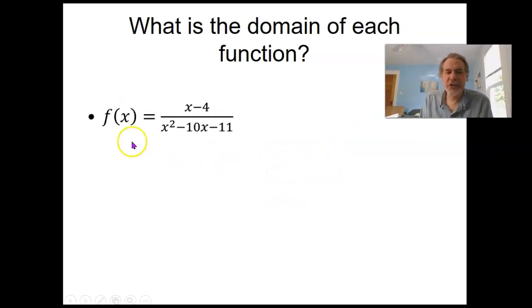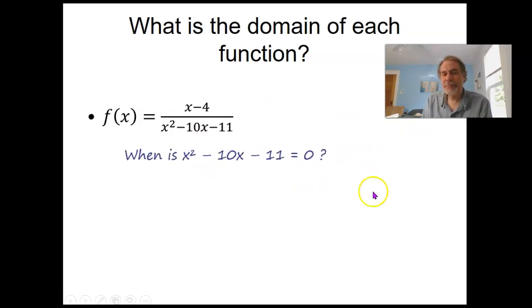Okay, what about this function? f of x equals x minus 4 over x squared minus 10x minus 11. Remember what we have to watch out for. We need to exclude any x's that would make the denominator 0. When would that denominator be 0? Well, that kind of looks like a quadratic equation. We can solve that one by factoring.